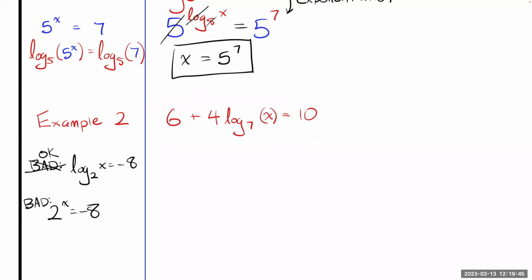All right, so we need to isolate the logarithm. If I just have this logarithm isolated, then I'm ready to go. So I need to get rid of the 4, I need to get rid of 6. We're going to get rid of 6 first. So we're going to subtract 6 from both sides. We do need to subtract 6 on both sides, so I now have 4 log base 7 of x.